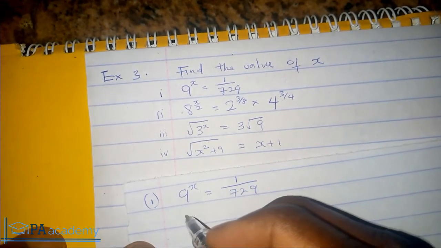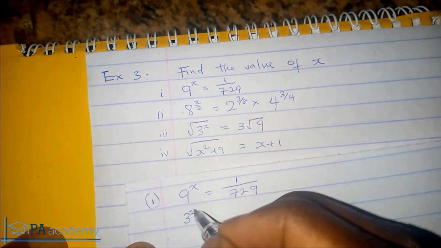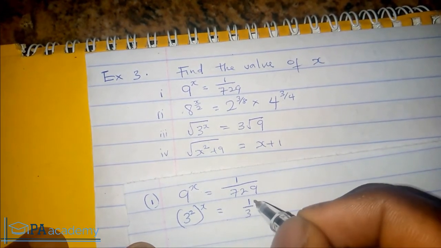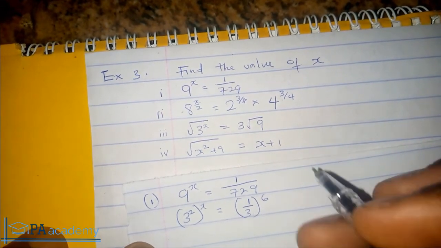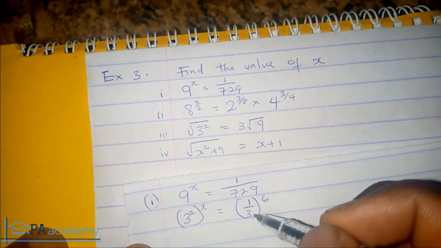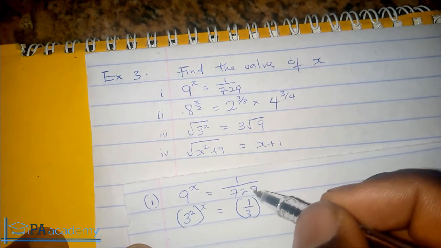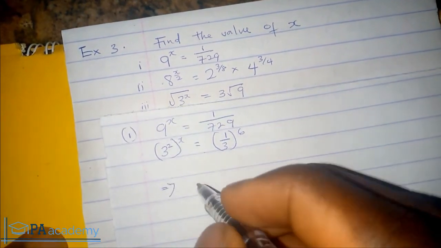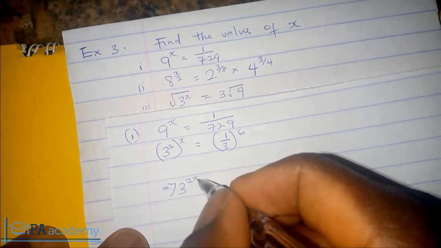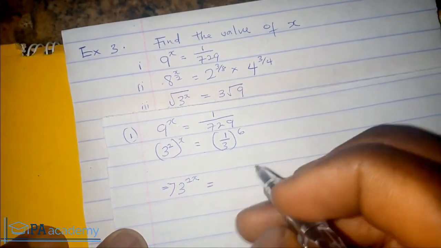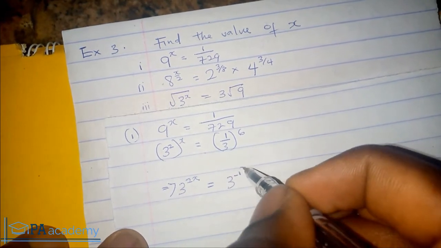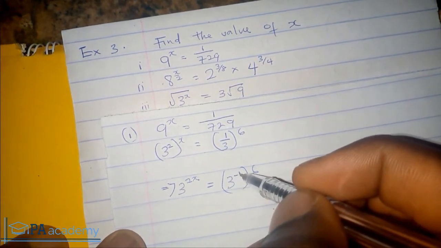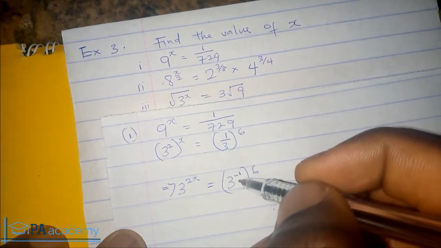Now we can rewrite 9 as 3 raised to power 2. So 3 raised to power 2, all raised to power x, is equal to 1 over 3 raised to power 6. Now 1 raised to power 6 is the same thing as 1, and 3 raised to power 6 is 729. So that's why we can also write it out like this. If you simplify it further, we'll have 3 raised to power 2x is equal to 3 raised to power minus 6. Don't forget, when we are looking at the law of indices, 3 raised to power minus 1 we can write as 1 over 3. So that's what happened here.